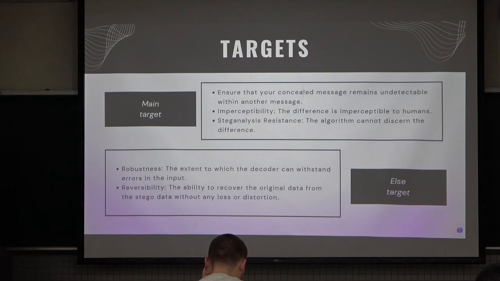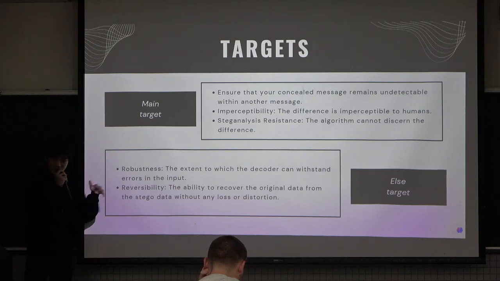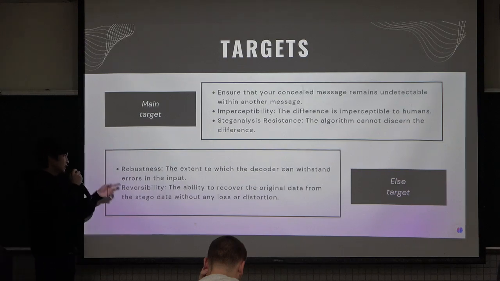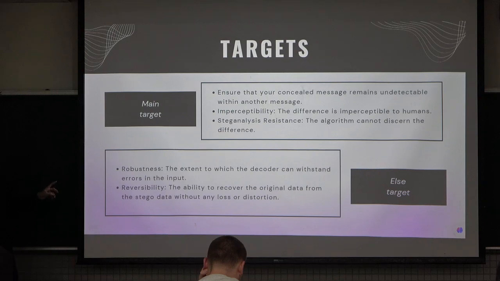And other targets: if Alice sends Bob a picture using Facebook, we all know that Facebook will decrease the image quality. Is this going to affect the message hidden in this image? We don't want the lower quality to affect our message. So robustness, right? Robustness means we want this image to withstand errors in the input.